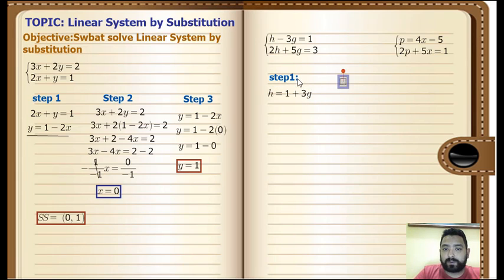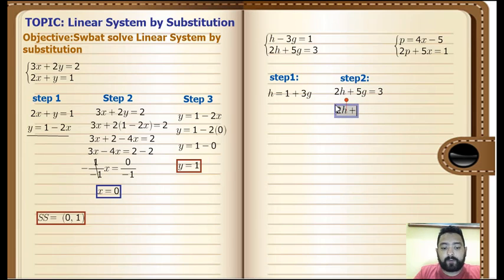Now, in step number 2, we are going to use the other function. So I'm going to write step 2 here. In the first step I used the first one. Now in the second one, I'm going to use this one. So it will be 2h plus 5g equals positive 3. And remember, the value for h is 1 plus 3g. So we are going to substitute that value.